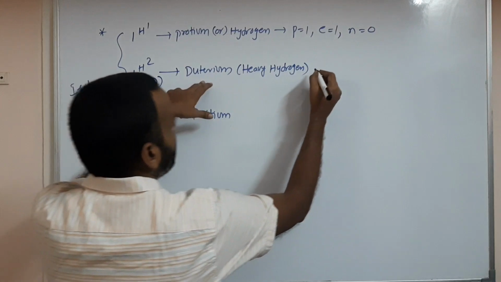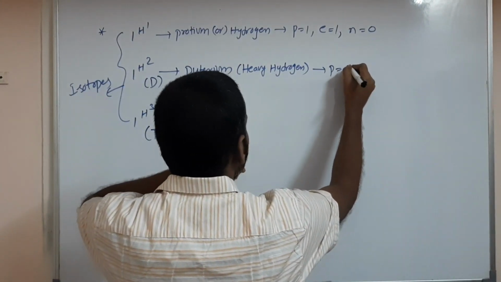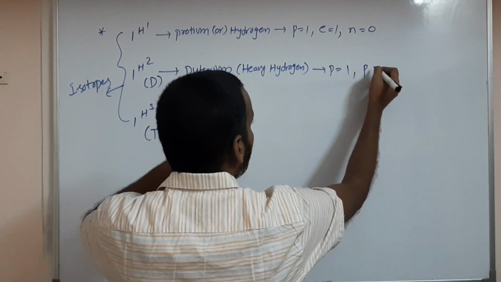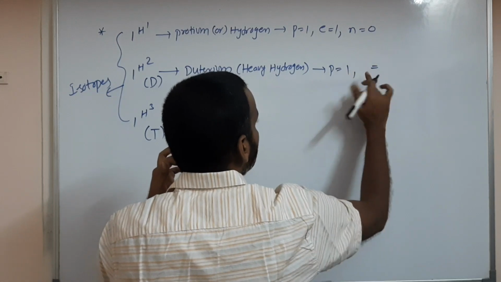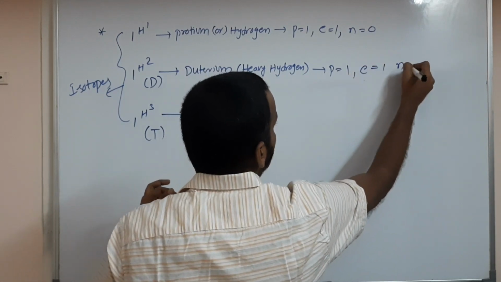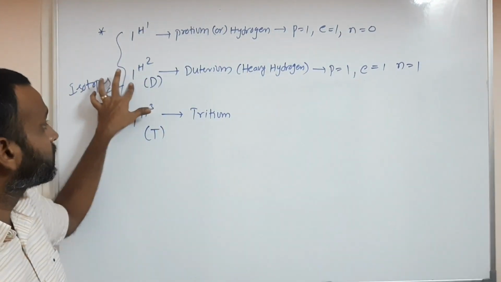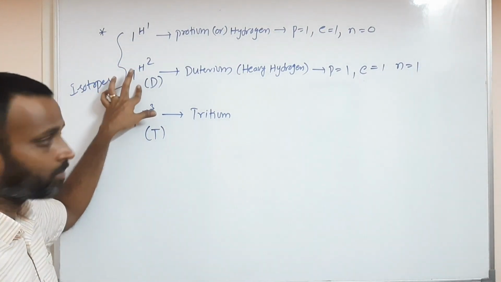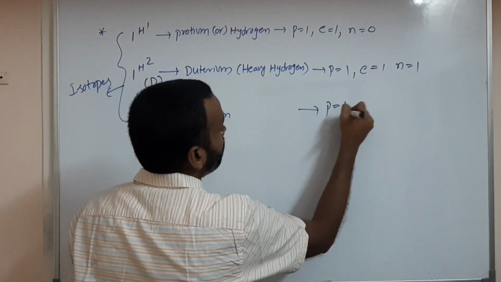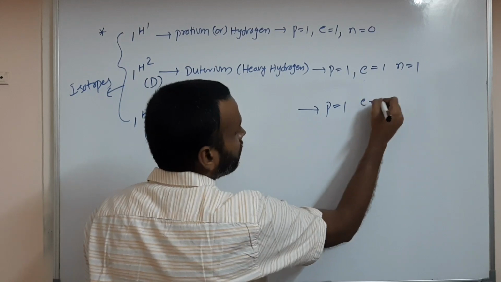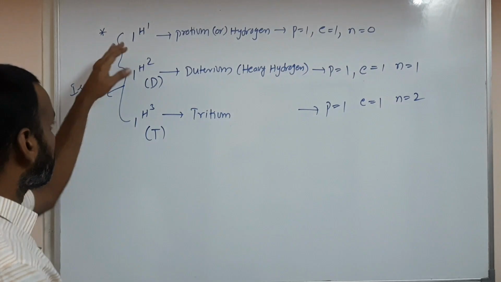So deuterium has how many protons? Electron is 1 and proton is 1. But neutrons is 1, because the mass number 2 minus the atomic number 1, so the number of neutrons is 1. Here in tritium, proton 1 and electron 1, and neutrons are 2 actually. So who is more heavy among these? Tritium.